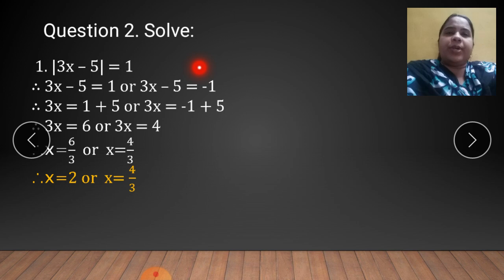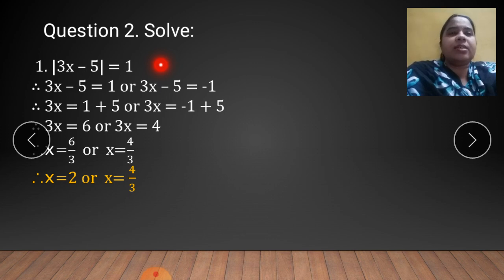So what is the property? When you have some number written in mod and it is equated to a value, the property or the concept to remember is it comes out of the mod sign. See, 3x minus 5, 3x minus 5. Do not change the sign here. Okay, it comes out as it is, but the value to which it is equated will now take two values, plus and minus. Okay, again I am repeating this.